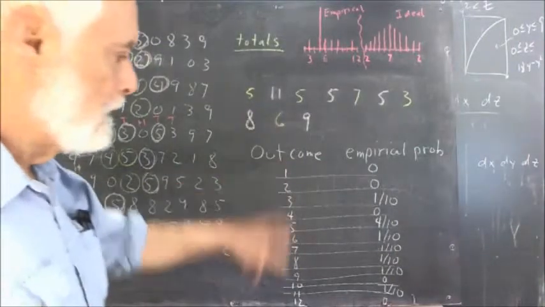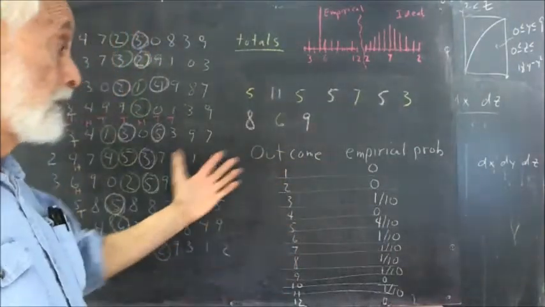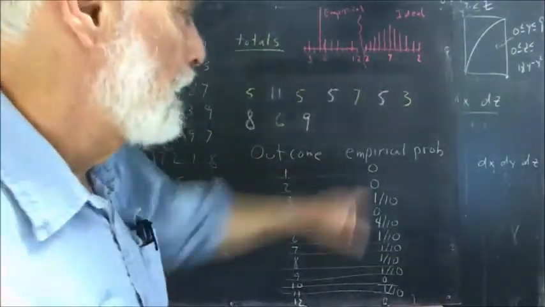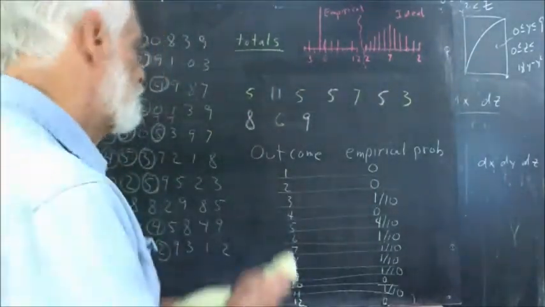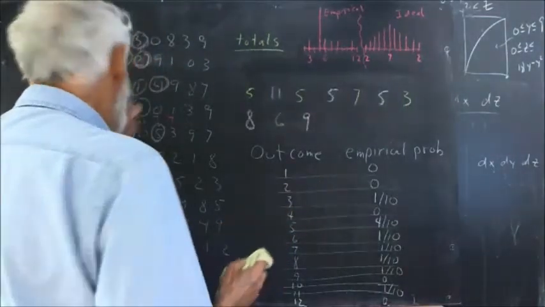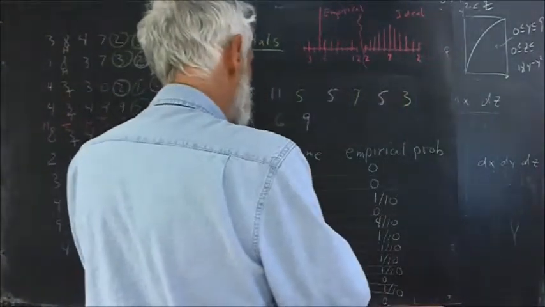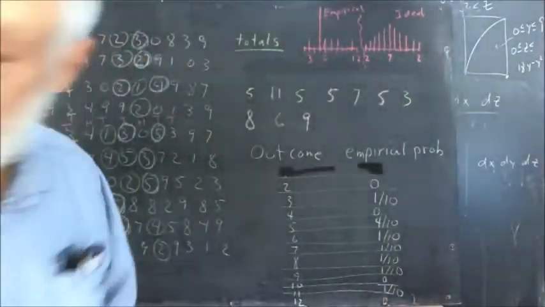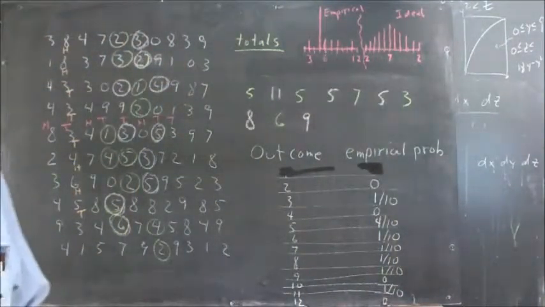Okay, just doing a little bit more with these outcomes. First of all, let's notice that 1 has an empirical probability of 0. 1 could not occur. The smallest number you can get on 2 dice is 2.